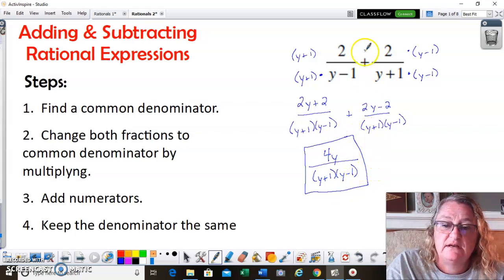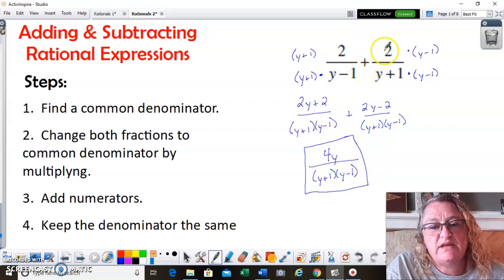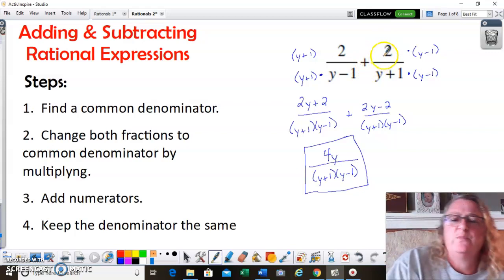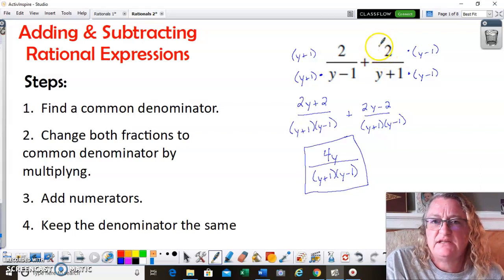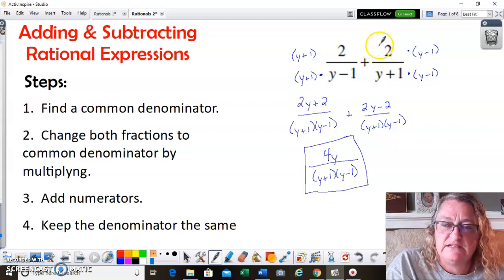Now if this was a minus sign in here, the only thing I might do different is I would change it to plus, and I would attach the negative sign to this 2 that's in the numerator. We just have to remember that subtraction is the inverse operation to addition. So it's the same thing, we're just having to deal with a negative sign that we have to carry through.